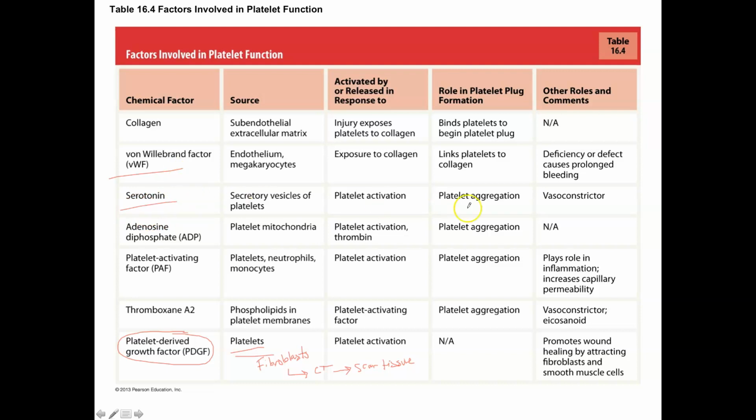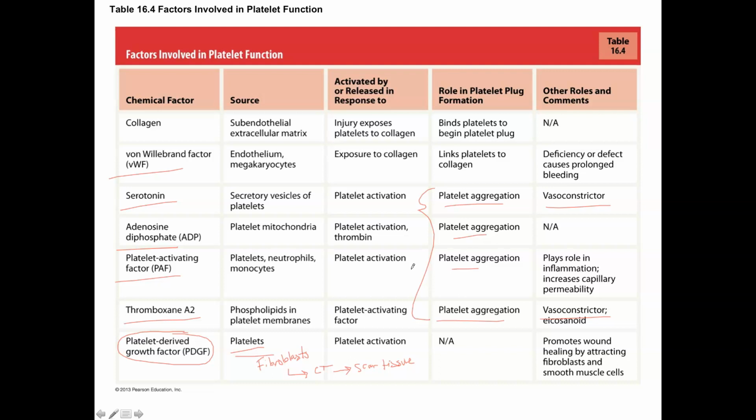Again, notice that serotonin has two roles, platelet aggregation and vasoconstriction. If you take a look at thromboxane, thromboxane also has those two roles, platelet aggregation and acting as a vasoconstrictor. And then we have our other chemicals, adenosine diphosphate and platelet activating factor, which are involved in platelet aggregation. So all four of them are involved in platelet aggregation, and then serotonin and thromboxane are your vasoconstrictors. So this is a nice summary table for what's taking place in vasoconstriction and the platelet plug.